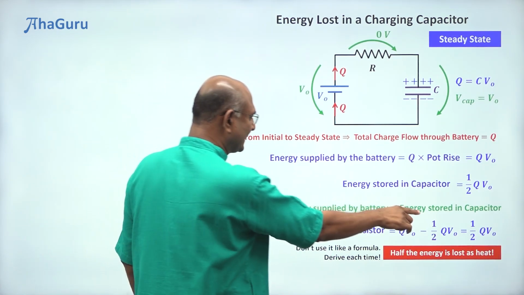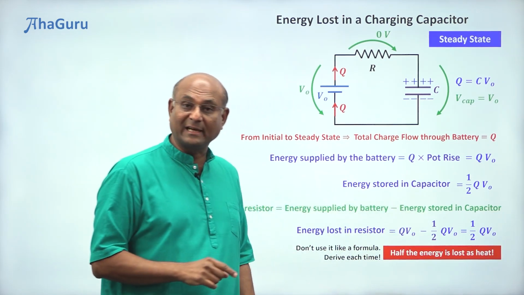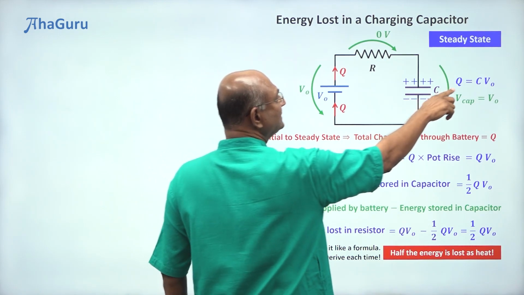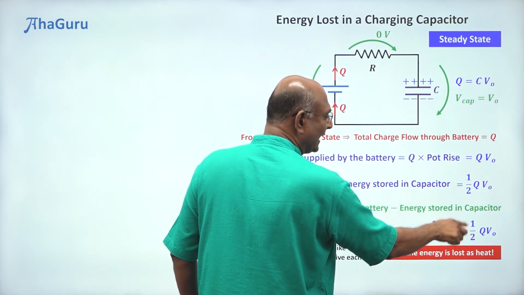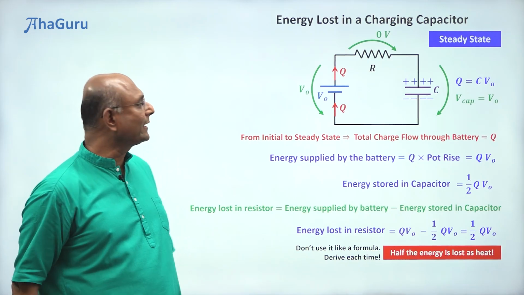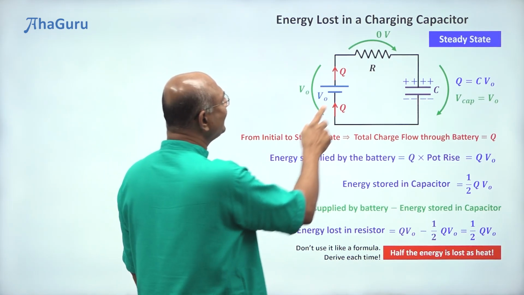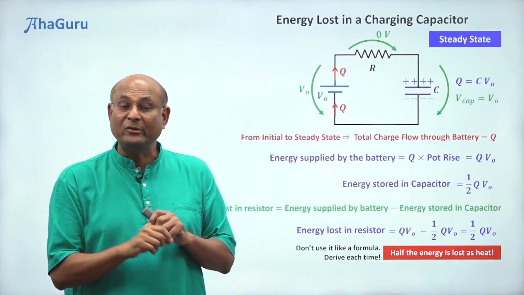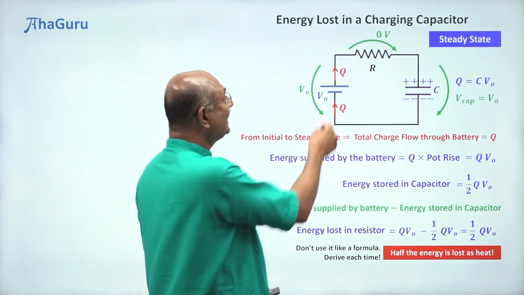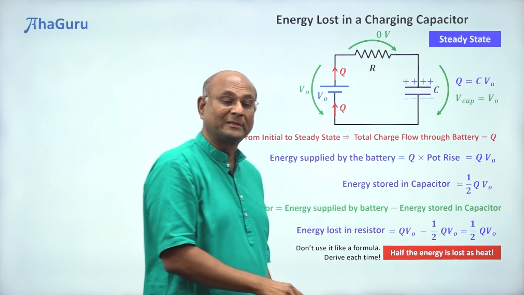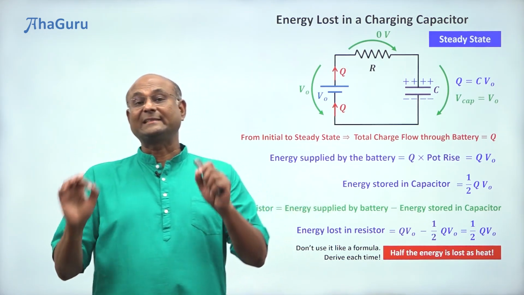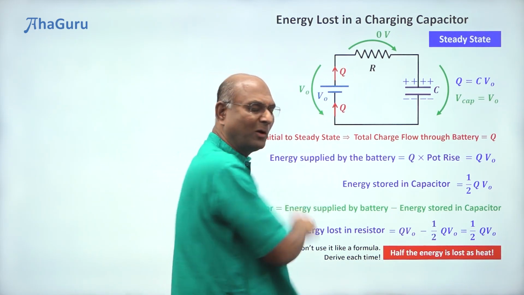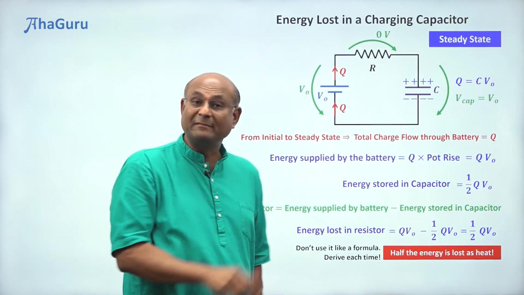Now, notice something interesting. The energy lost in the resistor is half Q times V0. Now, Q is CV0. If I substitute that here, I'll get half CV0 squared. Half CV0 squared does not have that R at all. It doesn't seem to depend on the resistance value at all. Whether I had a resistance of 2 ohms, 3 ohms, 10 ohms, the energy lost is exactly the same. What if I made the resistance really small? Same amount of energy will be lost.